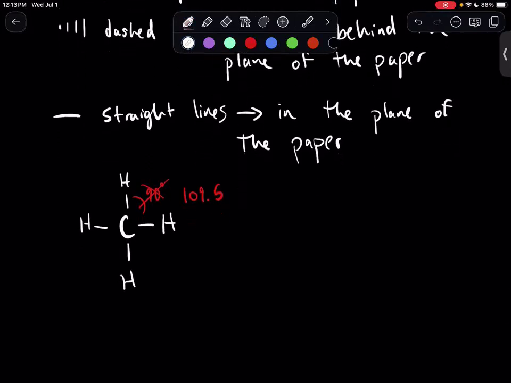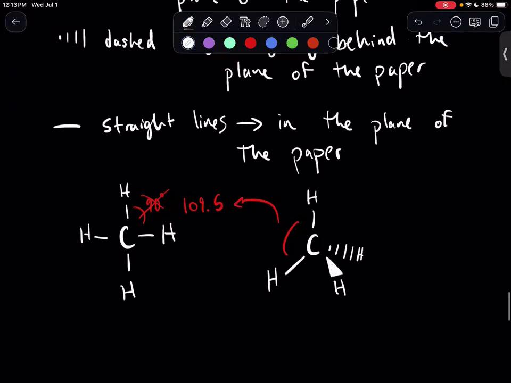Well, if I draw my 3-dimensional one, I now have this bond angle of 109.5. And now I need something coming out of the paper because this is a tetrahedral shape. So I will do my wedge. And that's coming out of the paper. And my dashed line. And that is going behind the paper. And there you have it. This is our stereochemical formula.